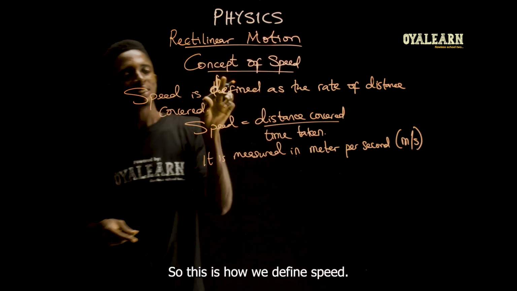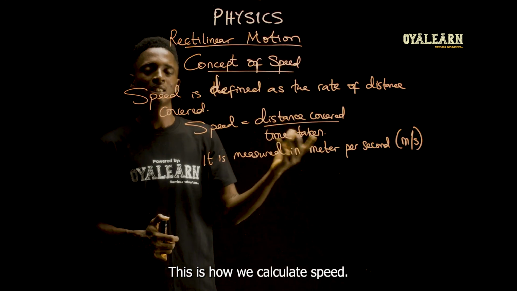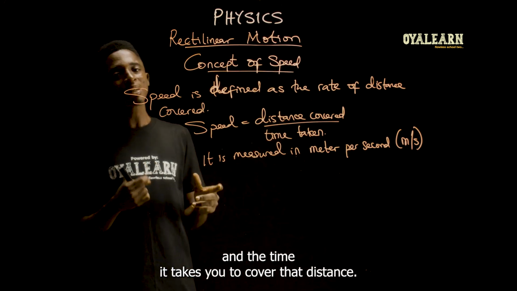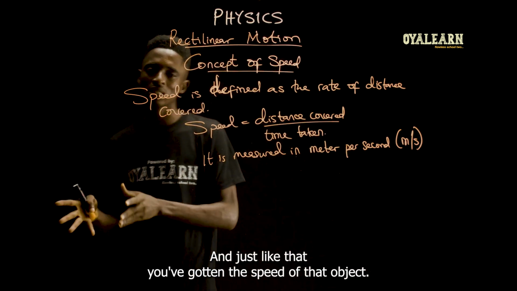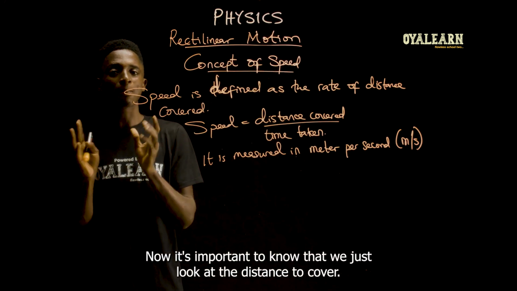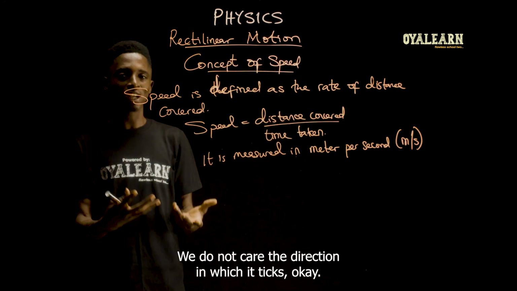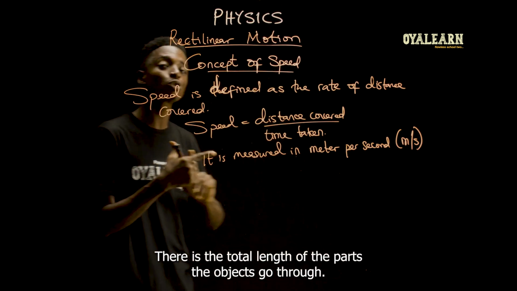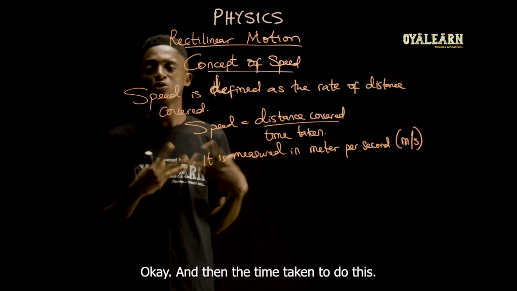Okay, so this is how we define speed. This is how we calculate speed. So we look at the distance the object covers and the time it takes to cover that distance. And just like that, you've gotten the speed of that object. Now, it's important to note that we just look at the distance covered. We do not care about the direction it takes. That is all we measure there: the total length of the path the object goes through, and then the time taken to do this.